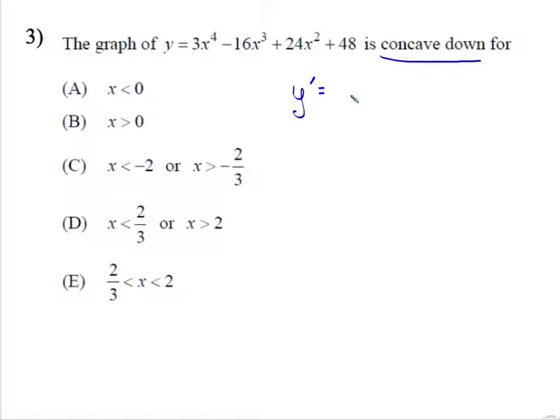Y prime is, shout it out. 12x cubed, minus 48, plus 48x. Yeah, that is correct. Y double prime is going to be what?